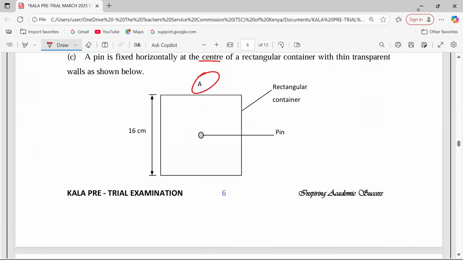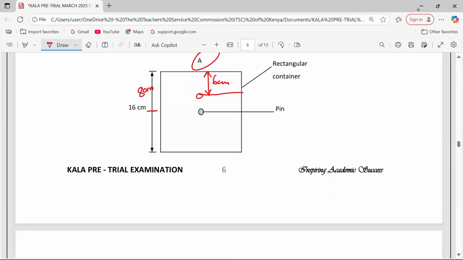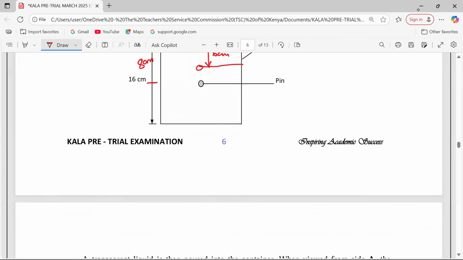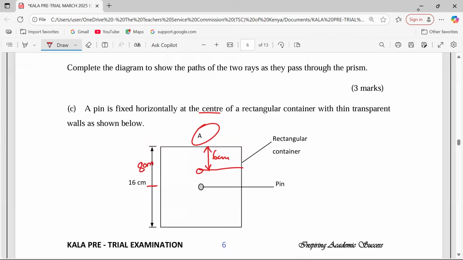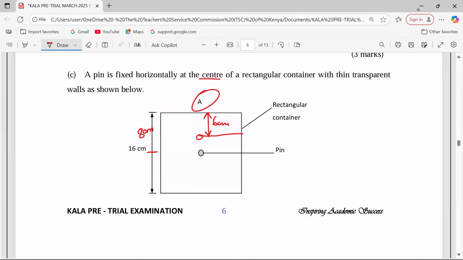So we pour liquid into this rectangular container. Then instead of seeing the pin at the center, which should be 8 centimeters at least, we start viewing it somewhere here, at 6 centimeters. We're supposed to interpret the question very keenly. There are people who will use 16 centimeters, yet the pin is placed at the center. So the center means the geometrical center of this height, which should be 8.